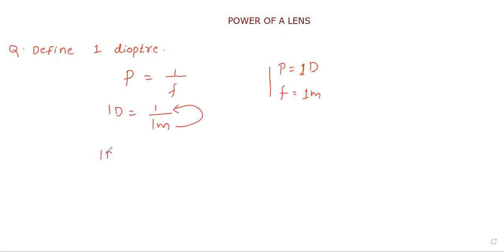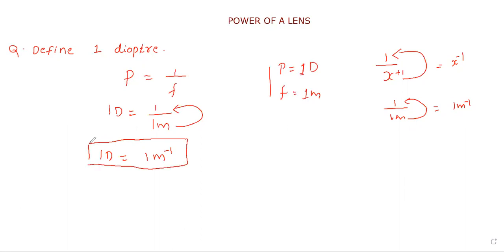Okay, so 1D is equal to 1 meter raised to minus 1. That is, suppose you have a value 1 by x. So 1 by x means the power of x is plus 1. If you take this value to the upper side, x raised to plus 1 becomes minus 1. That is x raised to minus 1. Similarly, here 1 by 1 meter is there. If you take 1 meter to the numerator, this is equal to 1 meter raised to minus 1. So 1 diopter is equal to 1 meter raised to minus 1.